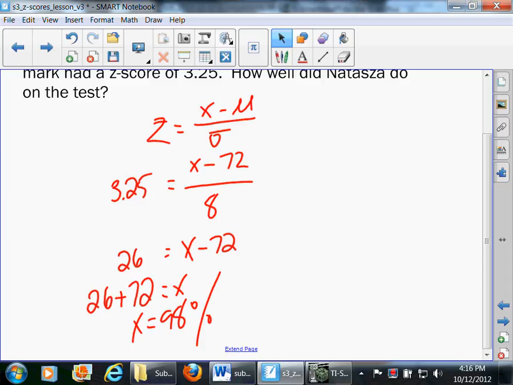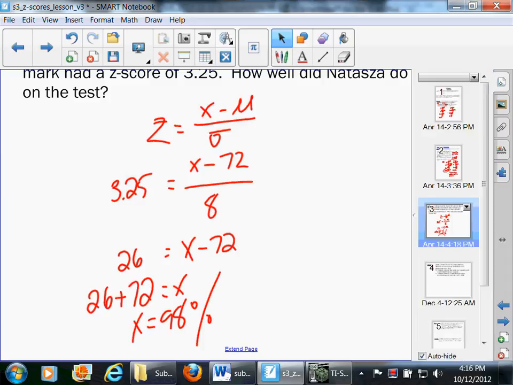Okay? So again, we're using that formula, z equals x minus mu over sigma. We're filling in the information that we're given, and we're solving for x, Natasha's mark. Okay? Alright.